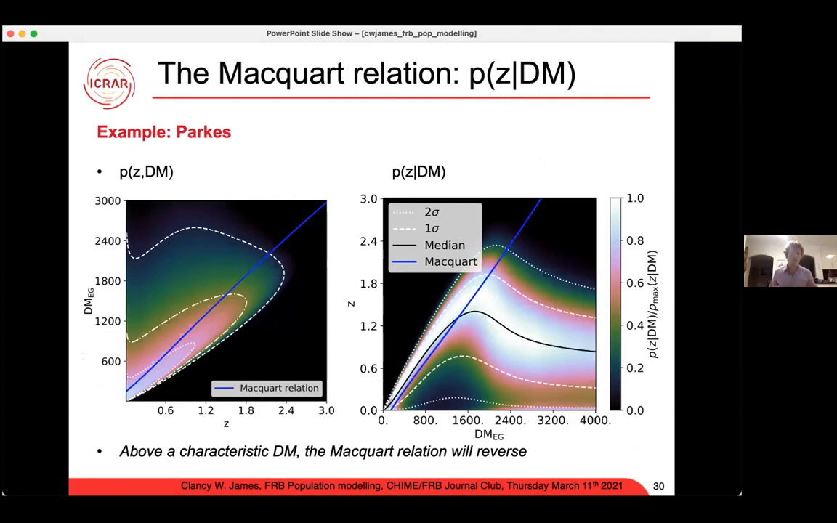So now, what about my correlations? This is for Parkes observations, right? This is exactly what I showed you earlier about the joint distribution of redshift and DM. And then you can ask, well, if this is your joint distribution of redshift and DM, what is the probability of a given redshift given a dispersion measure, right? So, as you expect, as you increase your dispersion measure, your expected redshift increases, and then it turns over. And the Macquart relation reverses. Remember, this is not the theoretical DM given redshift, this is redshift given DM.